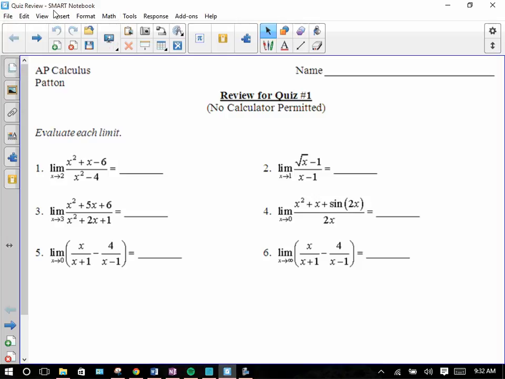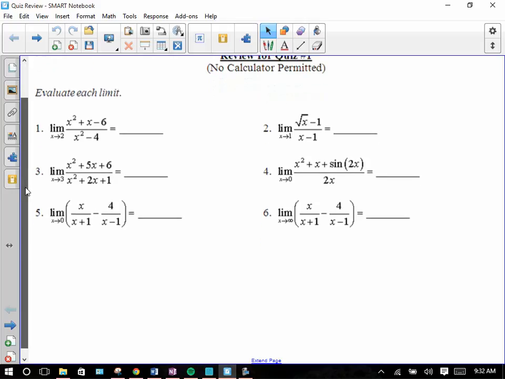Okay, I'm just going to review limits. So we're looking at limits. Right here we're going to evaluate each limit. What is the first thing you should always do when checking limits and trying to find limits? That's why we're not starting with number one, starting with number 3.